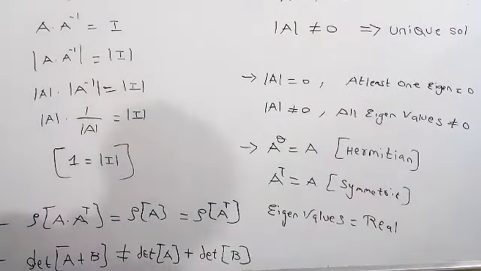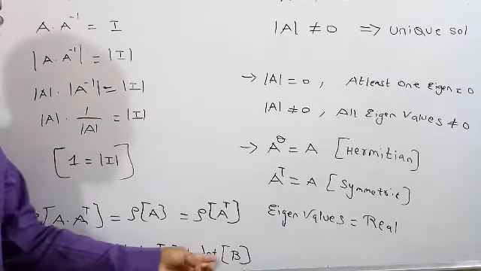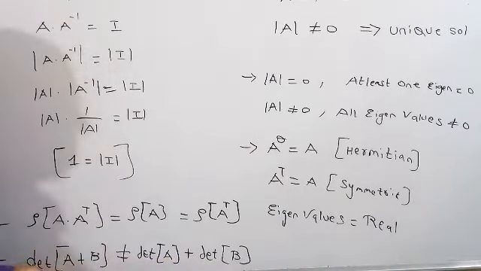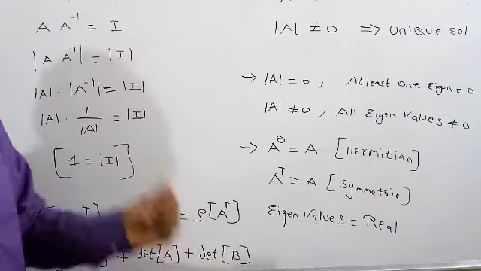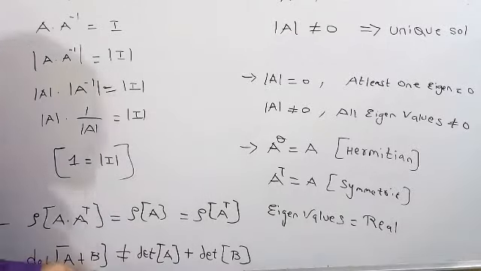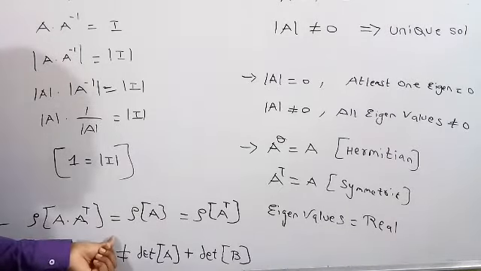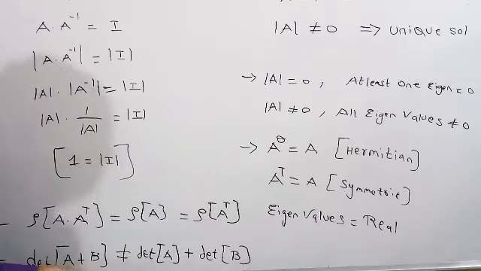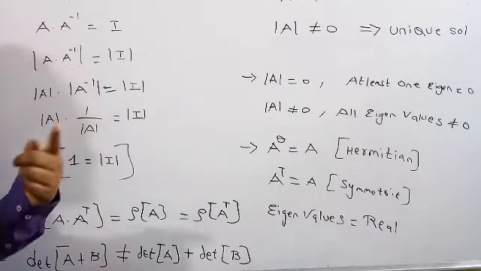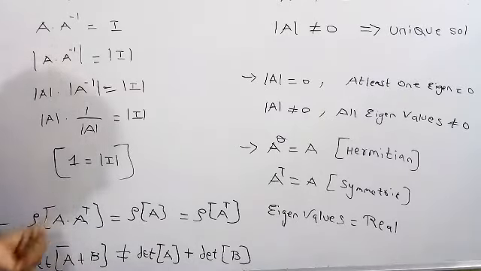Another thing is the determinant of A plus B. If you want to figure out the determinant of A plus B, it is not equal to determinant of A plus determinant of B. Figuring out determinant of A and determinant of B and summing them is not equal to the determinant of A plus B. This you need to remember. We can do the transpose in that fashion for A transpose plus B transpose, but don't do it for the determinant. The determinant doesn't hold in this way.